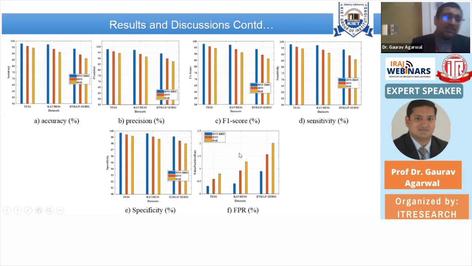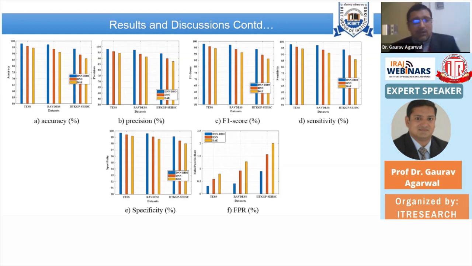The complete discussion on the previous two slides has been represented here in the form of accuracy, precision, F1 score, sensitivity, specificity, and FPR. FPR, we call it the false positive rate. Precision is simply a measure representing the fraction of significantly identified instances. It is computed as true positive divided by true positive plus false positive. Whatever value we get, we call it precision.